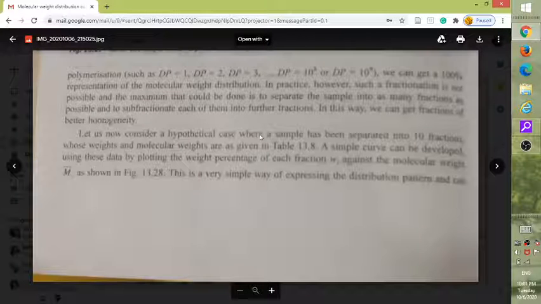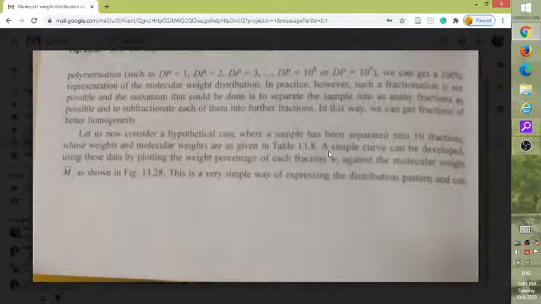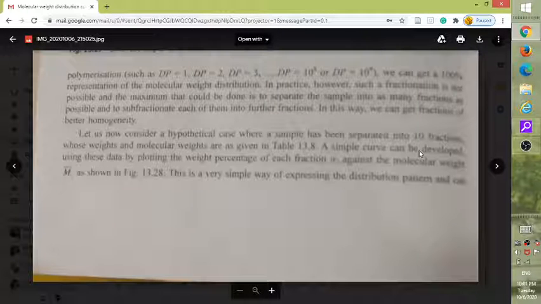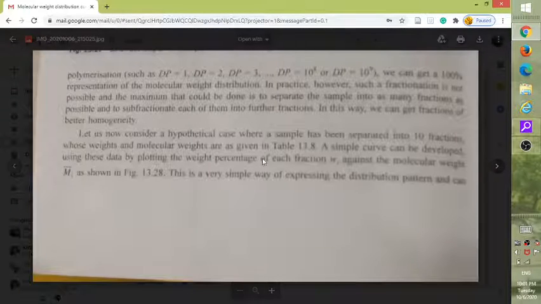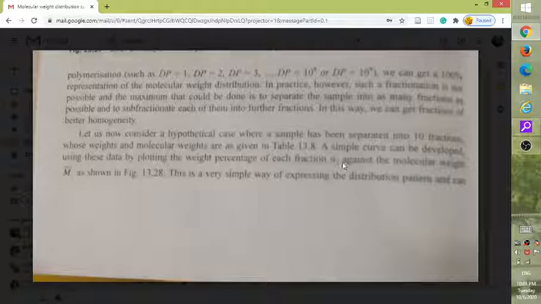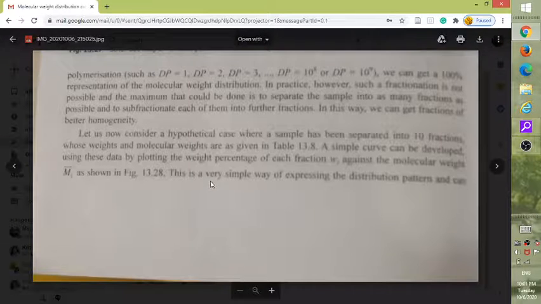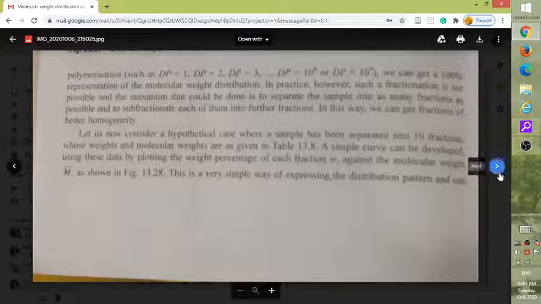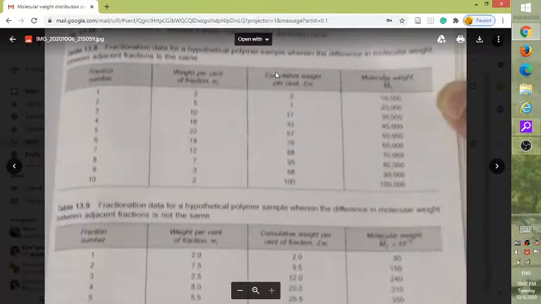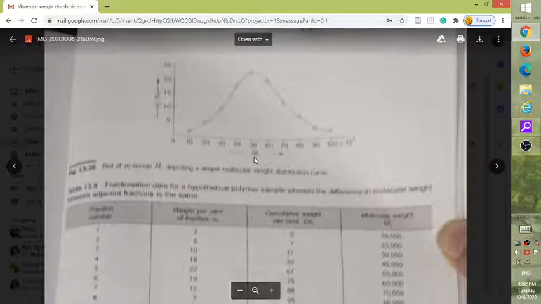Now let us consider a hypothetical case where a sample has been separated into 10 fractions whose weights and molecular weights are given in table 13.8. A simple curve can be developed using these data by plotting the weight percentage of each fraction Wi against the molecular weight Mi as shown in figure 13.28. This is a very simple way of expressing the distribution pattern. So this pattern you will get. On the x-axis you are plotting molecular weight, and on the y-axis you are plotting the weight fraction.